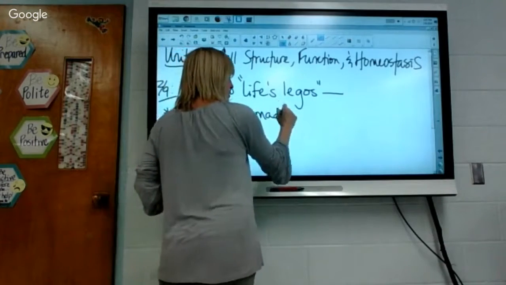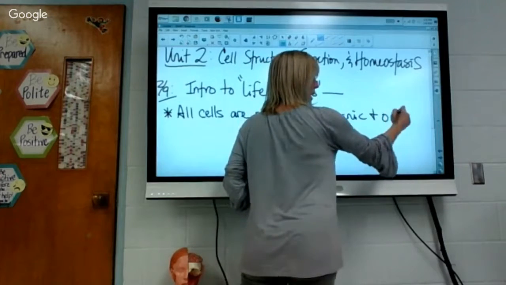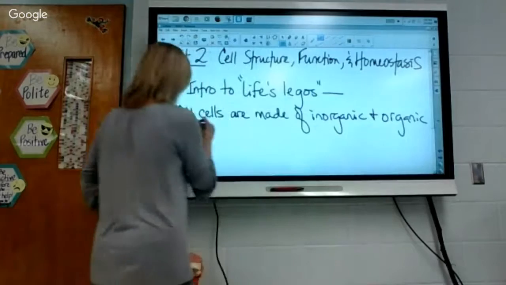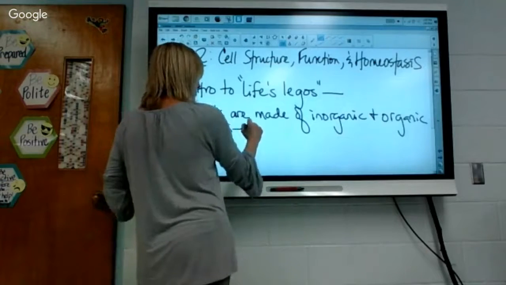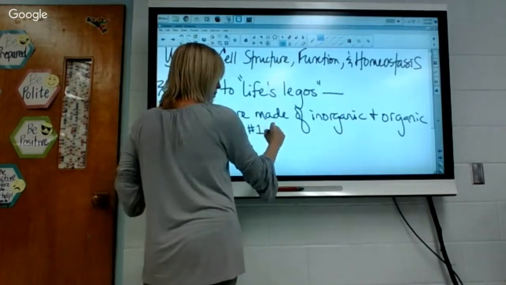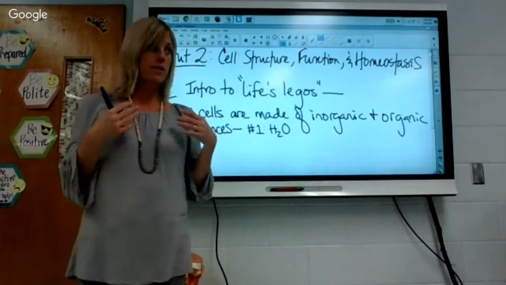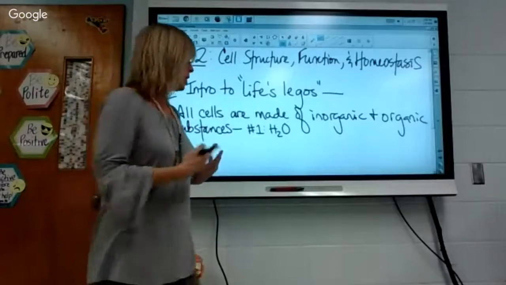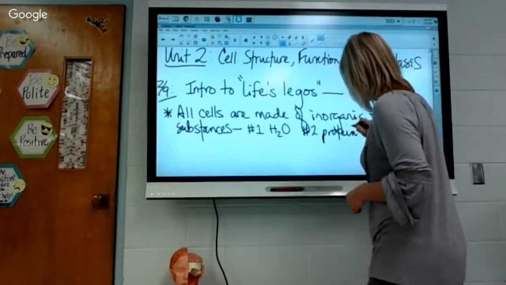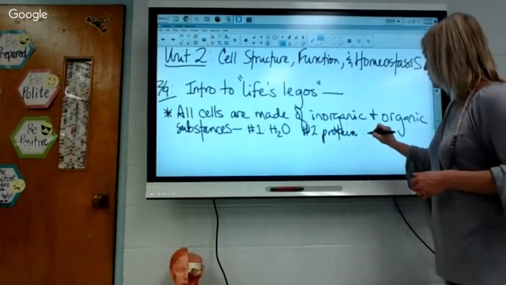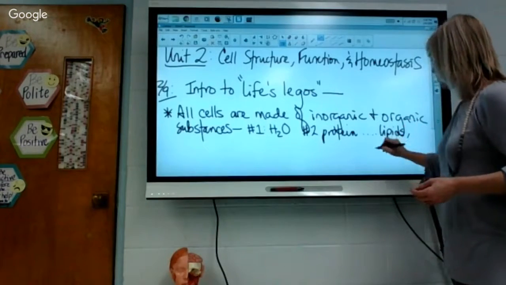So the first thing is all cells are made of inorganic and organic substances. Number one, water. Most of the contents of our bodies, and that means our cells, is water. Number two, protein. And then the others we know are lipids, nucleic acids.